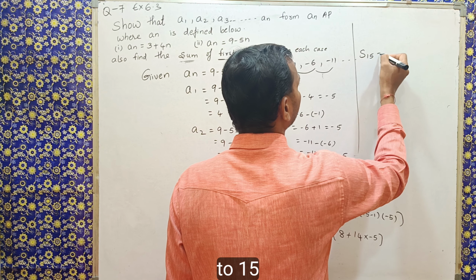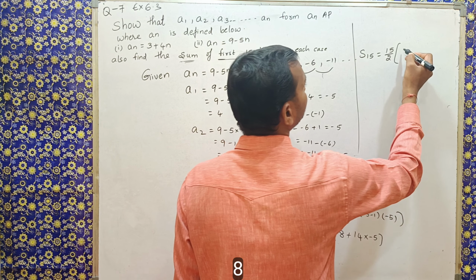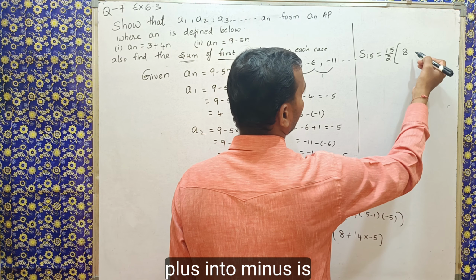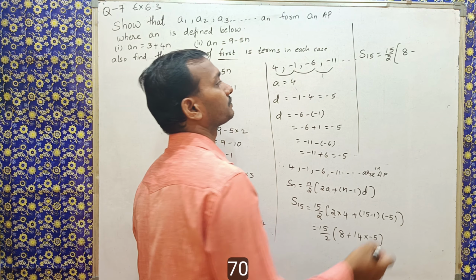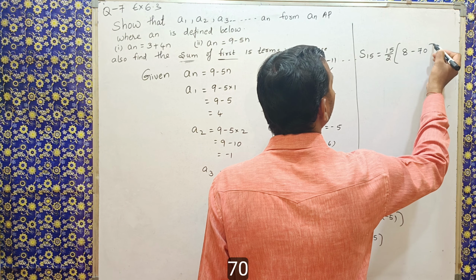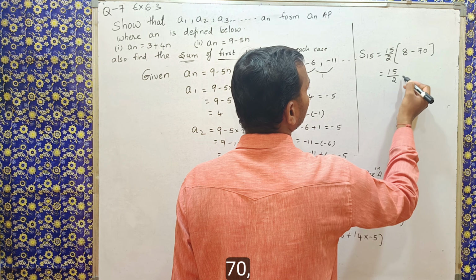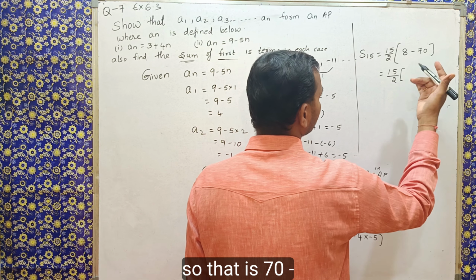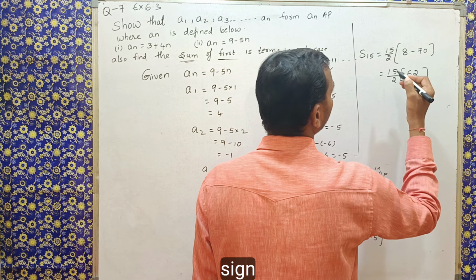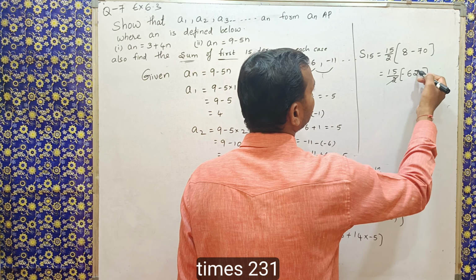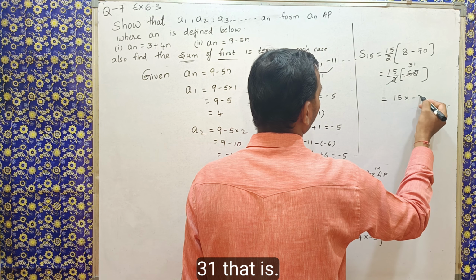So S15 is equal to 15 by 2. Here it is 8. Plus into minus is minus. 14 5 times, how much is it? 70. So if you subtract 8 from 70, that is 70 minus 8, that will give you 62 with the negative sign. Next cancellation, 2 1 time, 2 31 times. So we have to multiply 15 into minus 31.